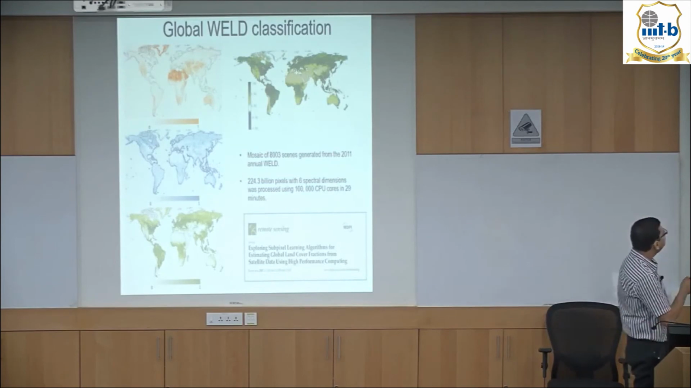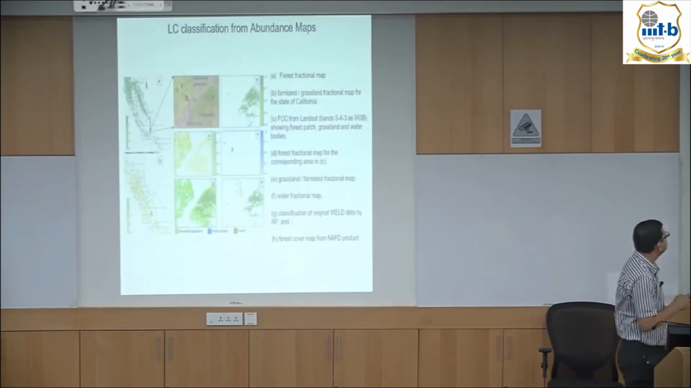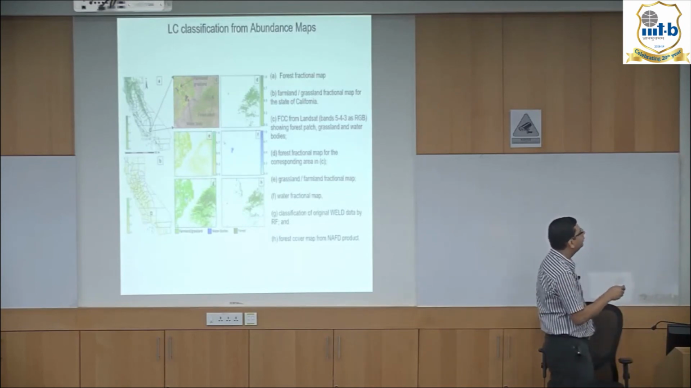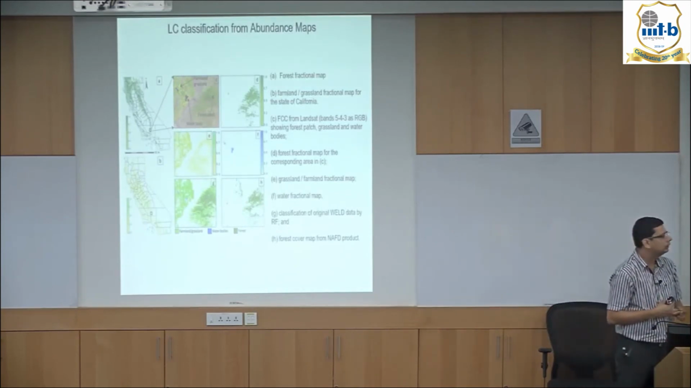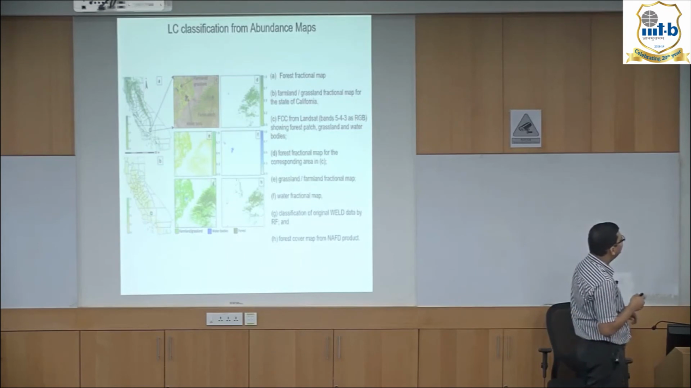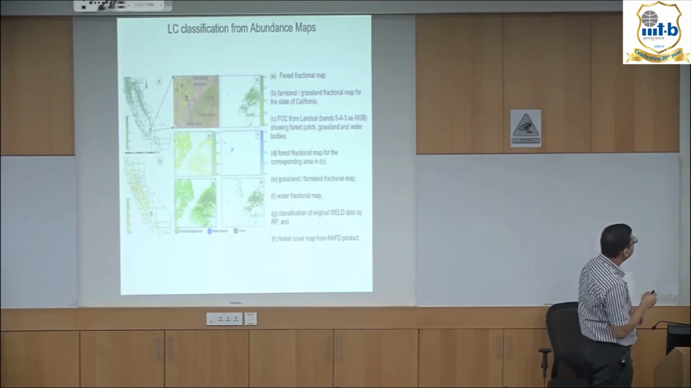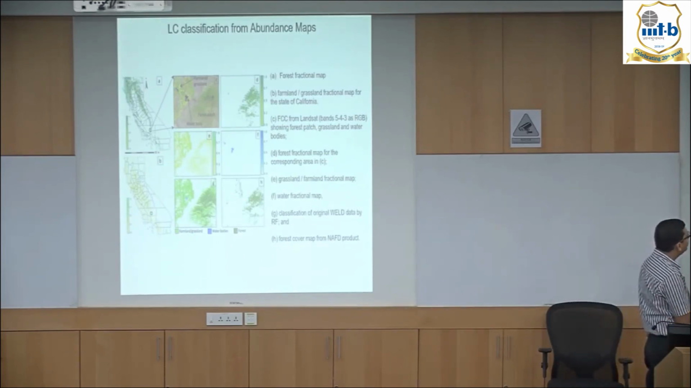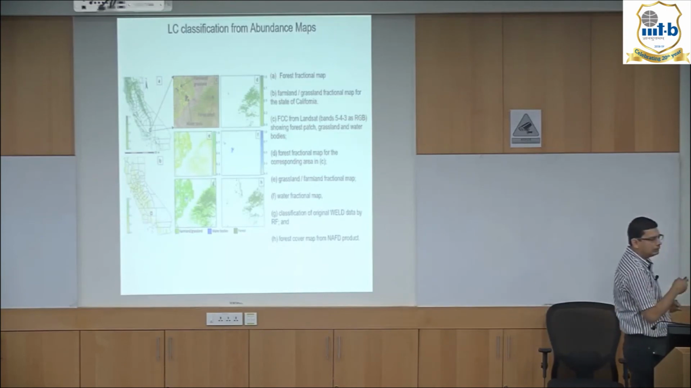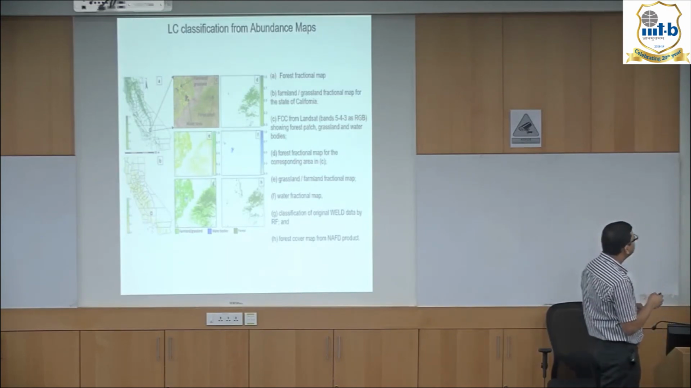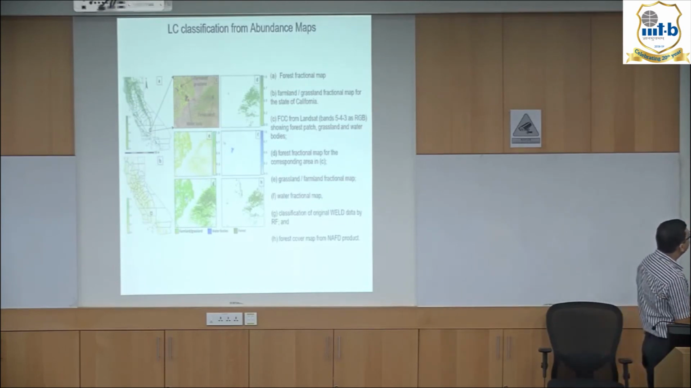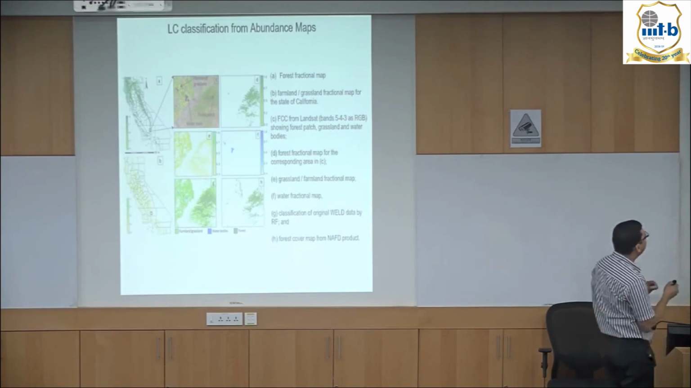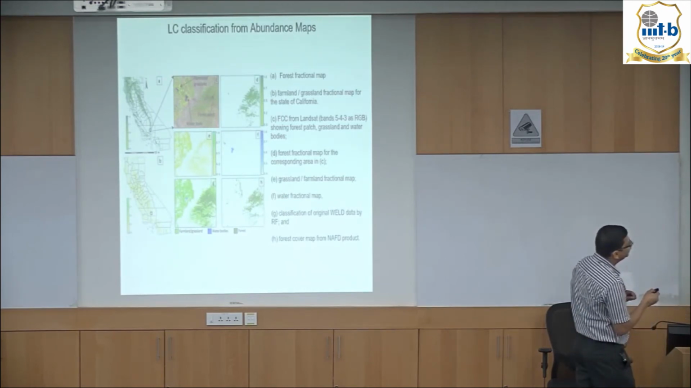Now validation of this whole global data set was quite difficult. So we narrowed down to the smaller state of California, where we could get the ground information. What you see here is a fractional map from the unmixed data set representing forest. This is plantation or farmland. So this is one sample where you can see a water body, farmland appearing as a light green bright patch, and forest appearing as a dark green patch.